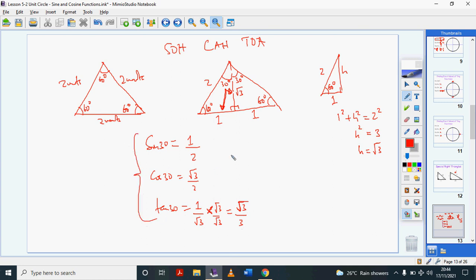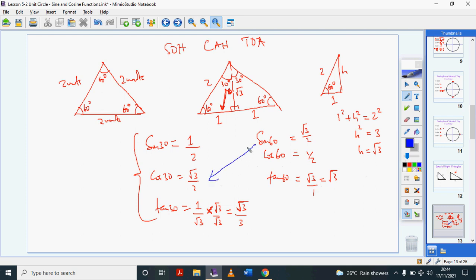Consequently, I can go ahead to find the sine of 60, the cosine of 60, and the tangent of 60. So you guys go ahead and do those ones. You will find that the sine of 60 is root 3 over 2, the cosine of 60 is 1 over 2, and the tangent of 60 is root 3 over 1, or just root 3. Now I want you to notice something interesting here.